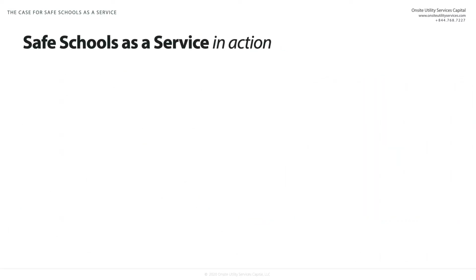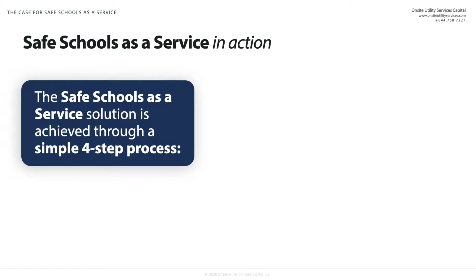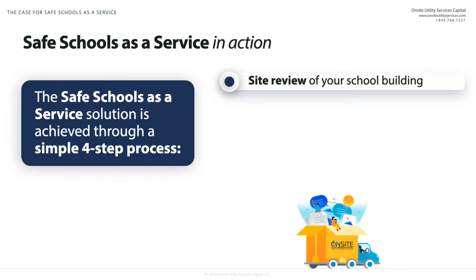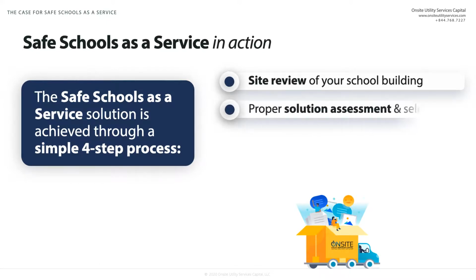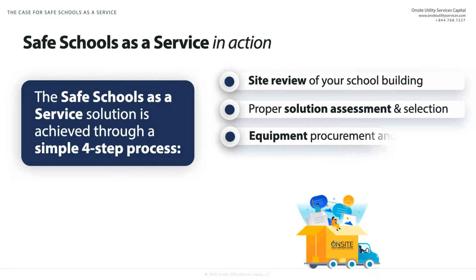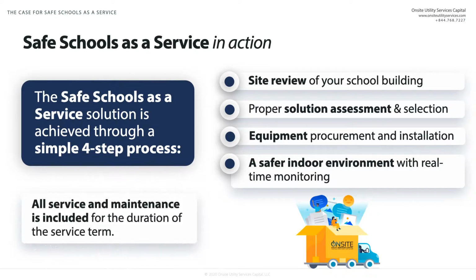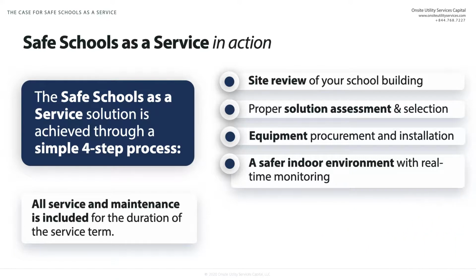Onsite Safe Schools as a Service solution is achieved through a simple 4-step process. First, we conduct a site review of your school building to get a proper understanding of your current infrastructure. Then, we undergo a proper solution assessment to select the right air purification and screening solutions for your specific situation so they meet your specific building's needs. Next, we procure and then install solutions using our expert team of clean air specialists. And now, you have cleaner indoor air, safe contact-free screening, and real-time performance monitoring with all the service and maintenance included for the duration of the service term.